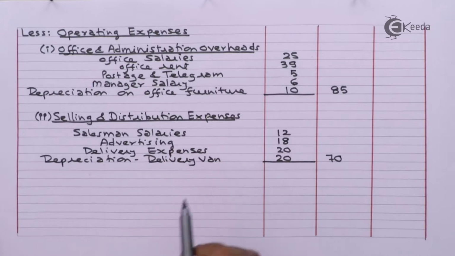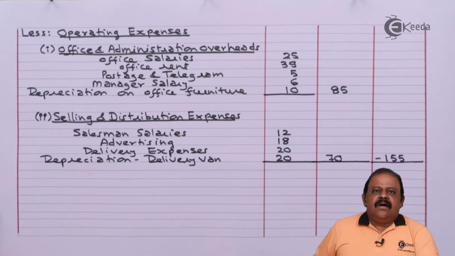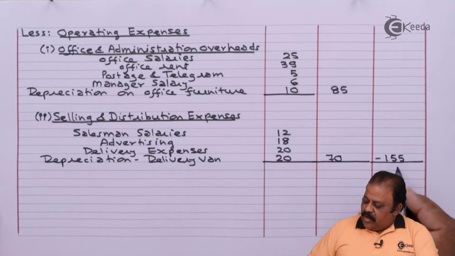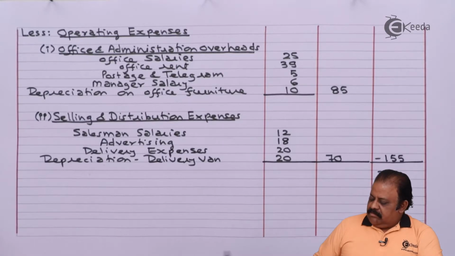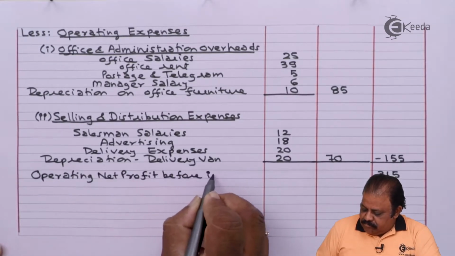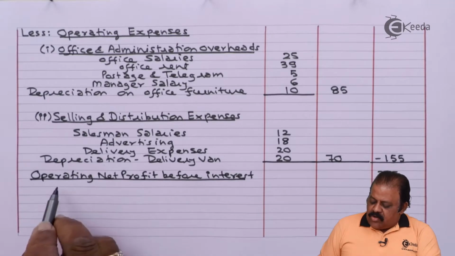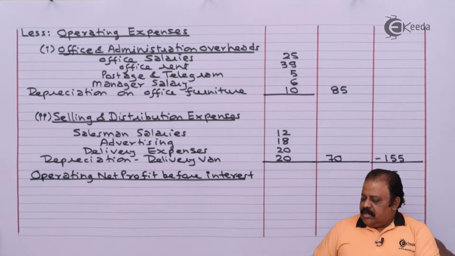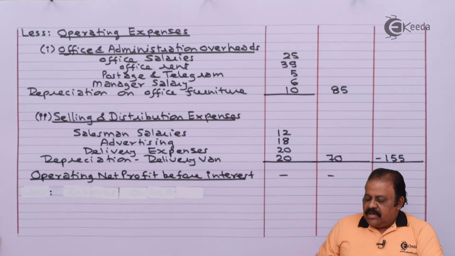We can add now office and selling expenses. It is 155 lakhs. This we'll have to deduct from gross margin. Our gross margin is 470 lakhs. So we get operating profit 315 lakhs. While calculating this operating profit, we have not considered interest on loan. Therefore, this will be called as operating net profit before interest, 315 lakhs.